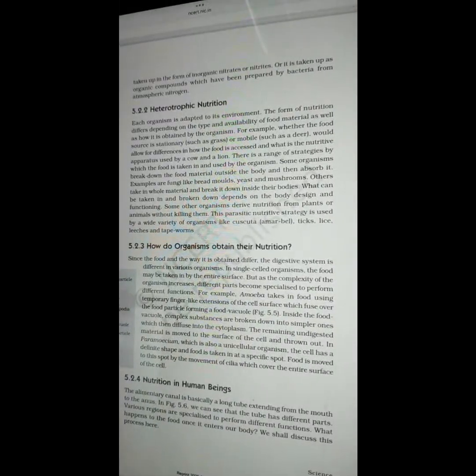This is taken up in the form of inorganic nitrates or nitrites, or it is taken up as organic compounds which have been prepared by bacteria from atmospheric nitrogen.